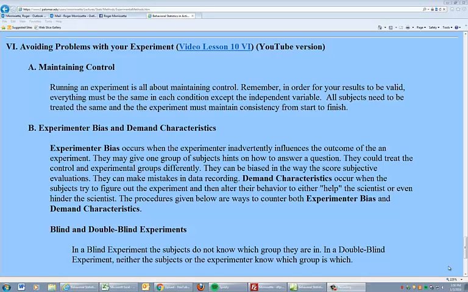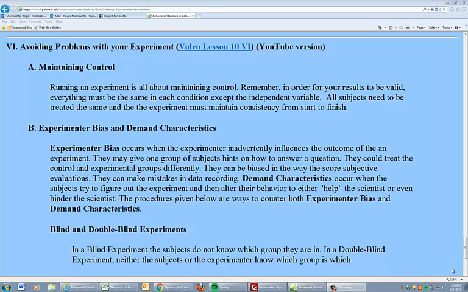All right, let's talk about some problems you can have with your experiment if you don't control for certain things. So we know we have two different levels, a control group and an experimental group. But the idea of a good experiment is you keep everything consistent between the two groups so that the only difference between the two groups is the independent variable. That's the whole basis of experimental design.